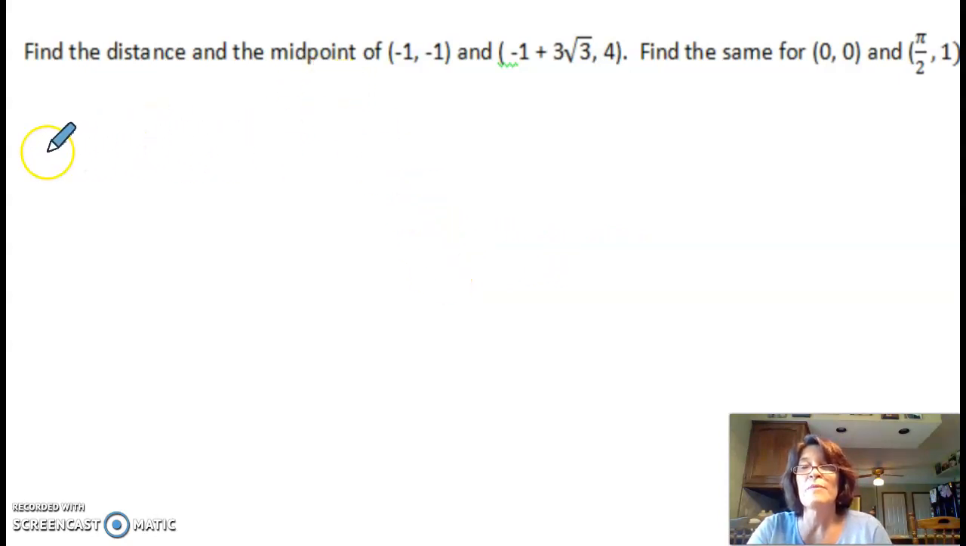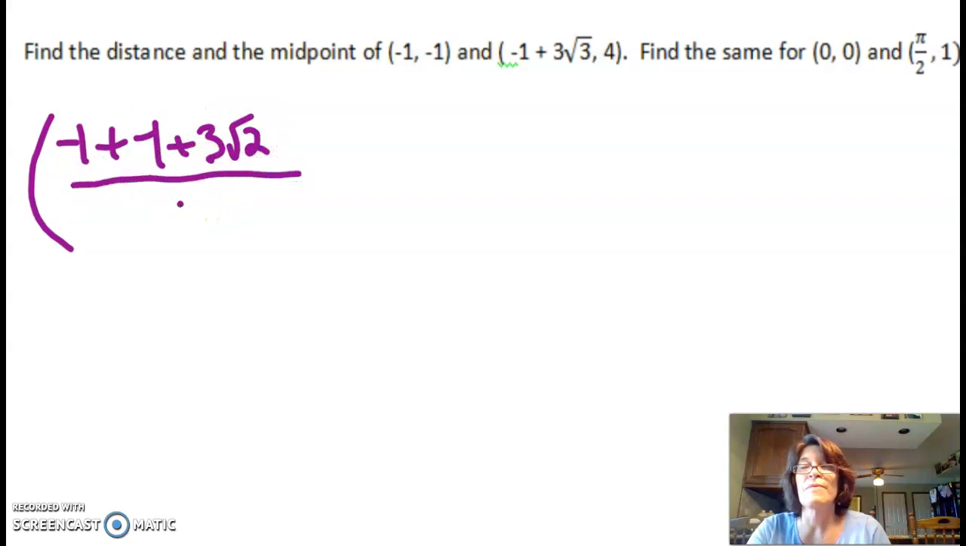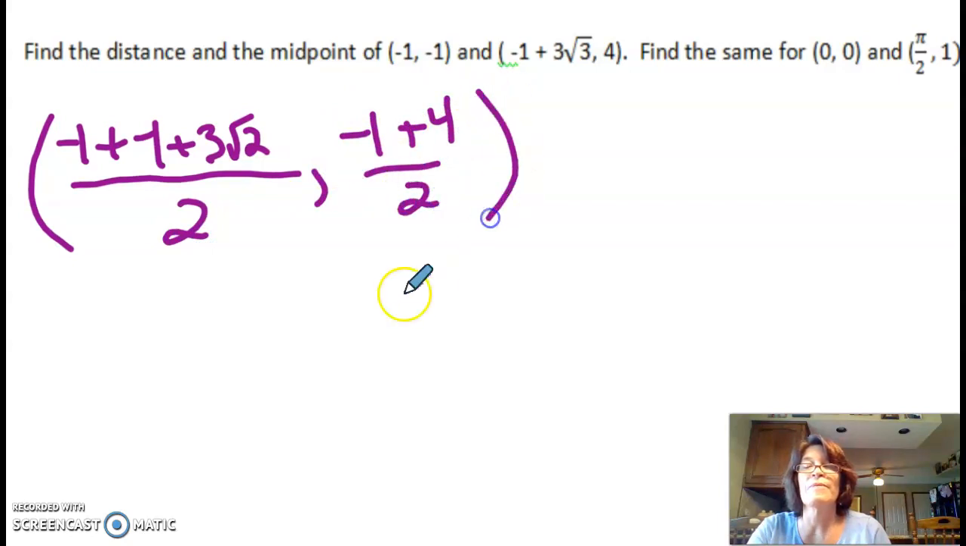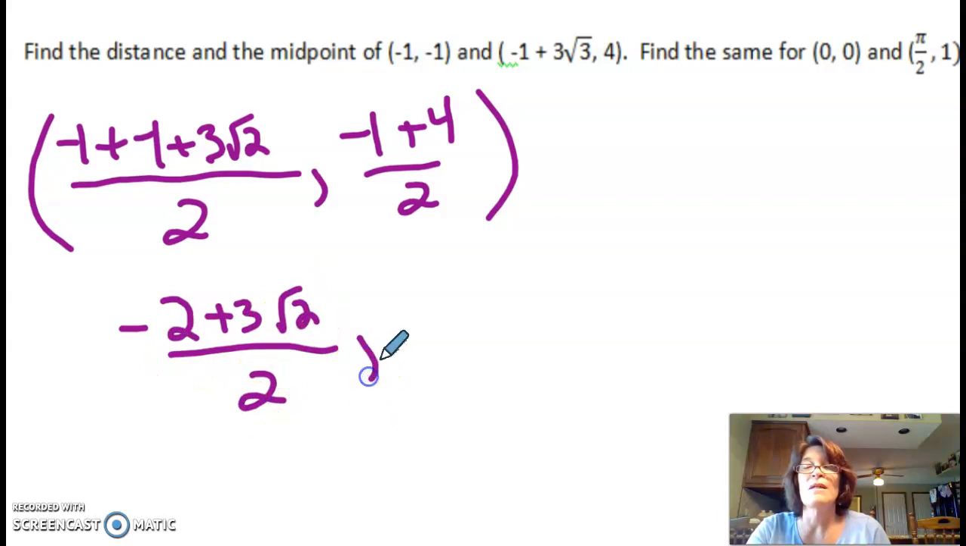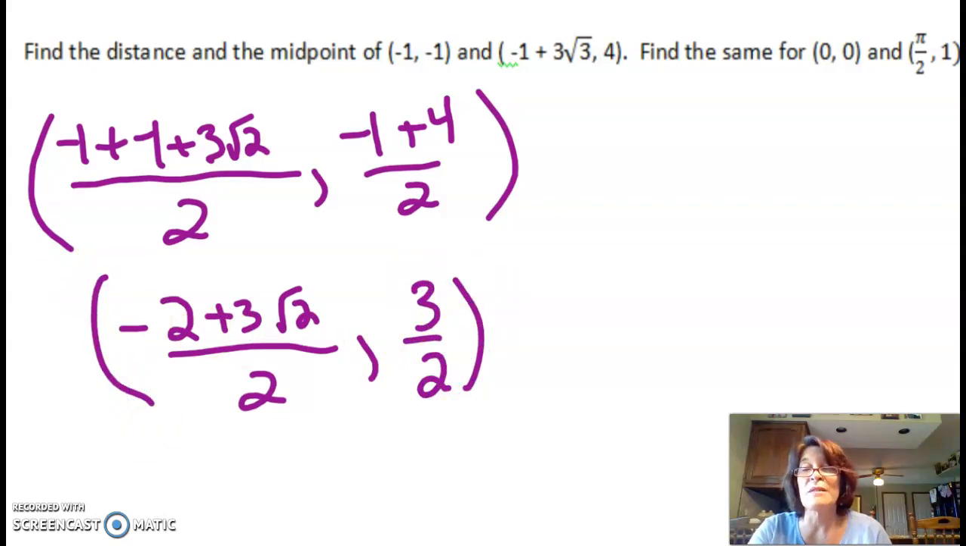Okay, midpoint, what did we say? Add the x's, divide by 2, add the y's, and divide by 2. I can add the real part here and get -2 plus 3√2 over 2 and -1 and 3/2. There you go. It's not pretty, but that's the midpoint. This is a number, okay? So please be careful. We are going to use irrational numbers more in college algebra than you're used to. Okay, that's the midpoint.